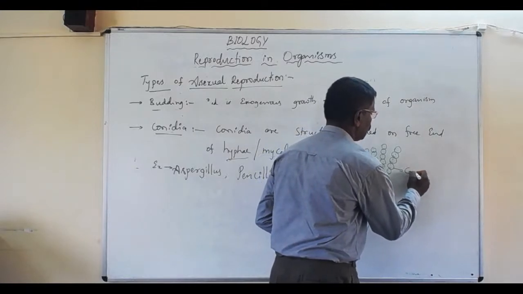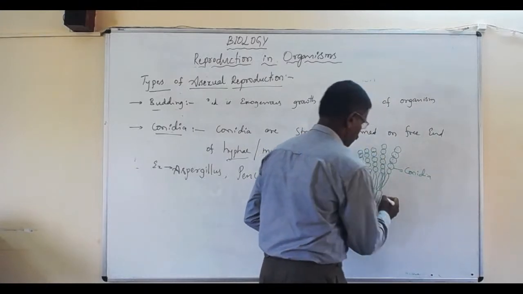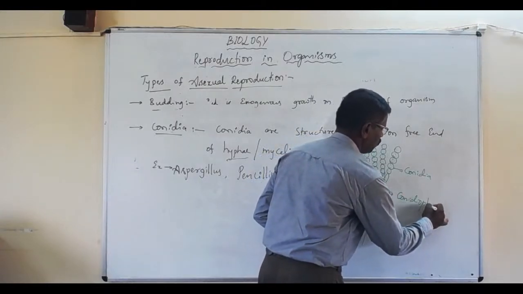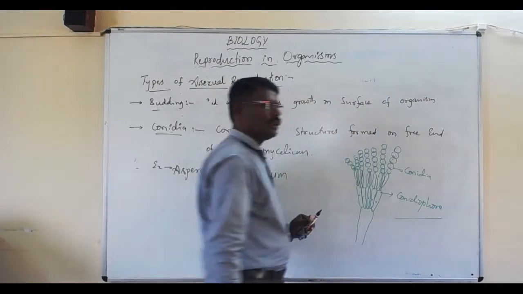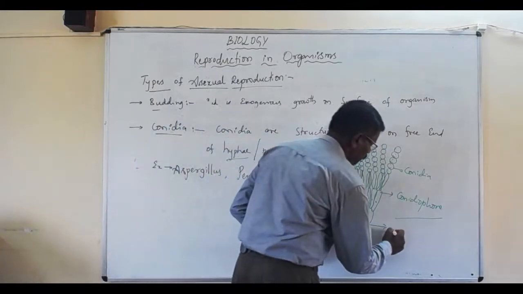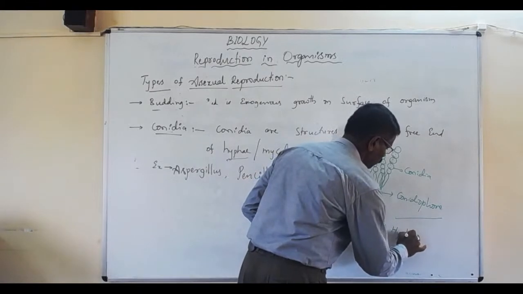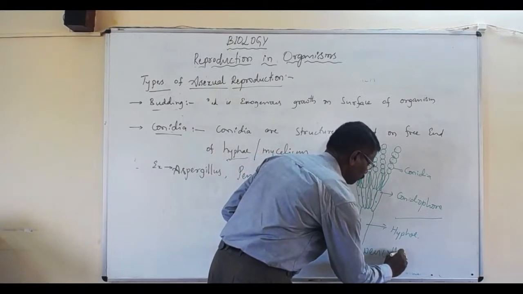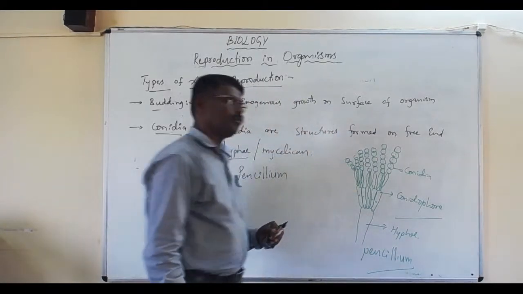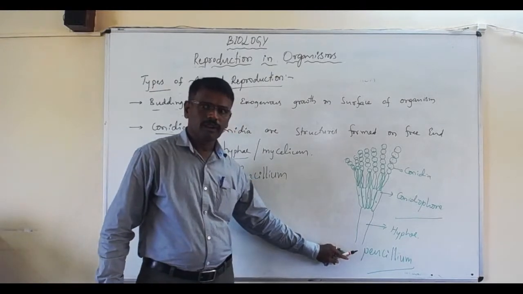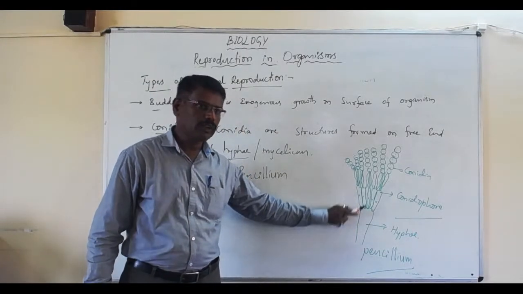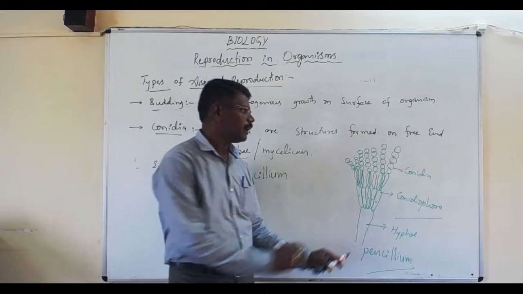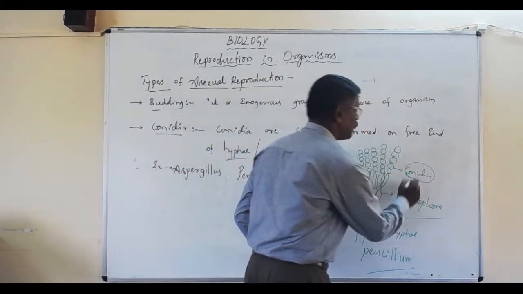So it is conidium, conidiophore, hyphae. Penicillium. On the hyphal body or mycelium body of Penicillium, the free ends possess a number of conidiophores. There is organization of conidia.